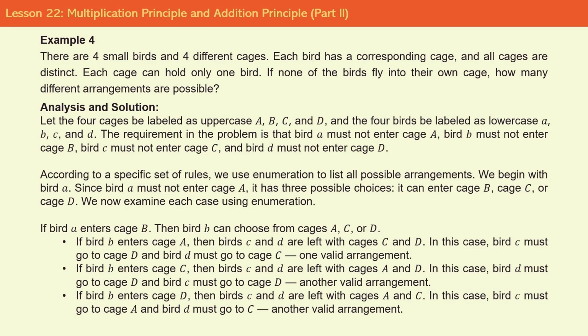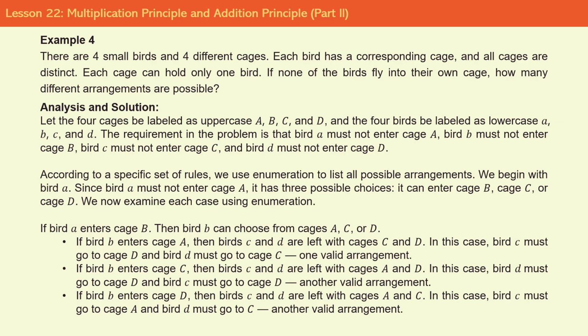Let the 4 cages be labeled as uppercase A, B, C, and D, and the 4 birds be labeled as lowercase a, b, c, and d. The requirement in the problem is that bird a must not enter cage A, bird b must not enter cage B, bird c must not enter cage C, and bird d must not enter cage D. According to a specific set of rules, we use enumeration to list all possible arrangements.